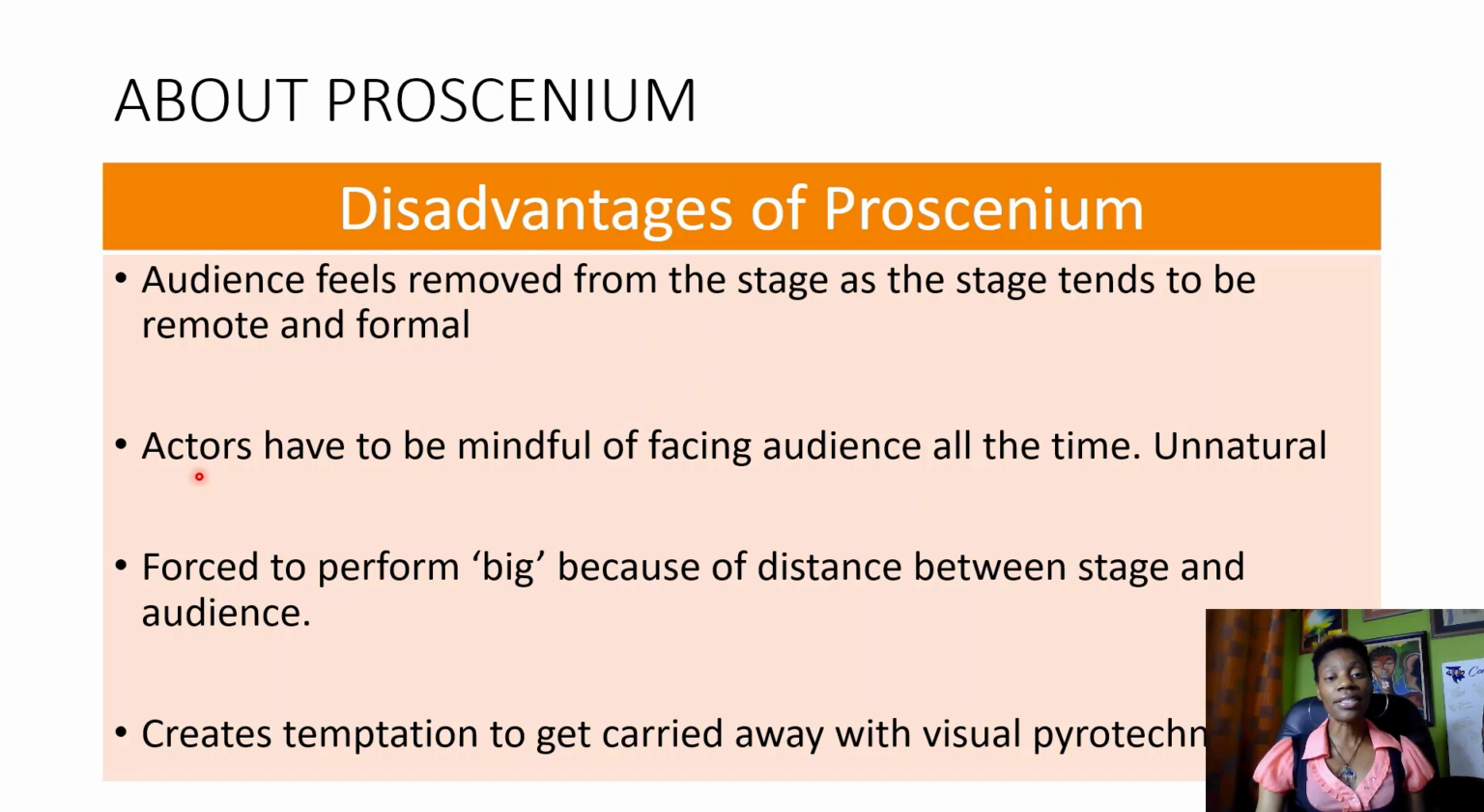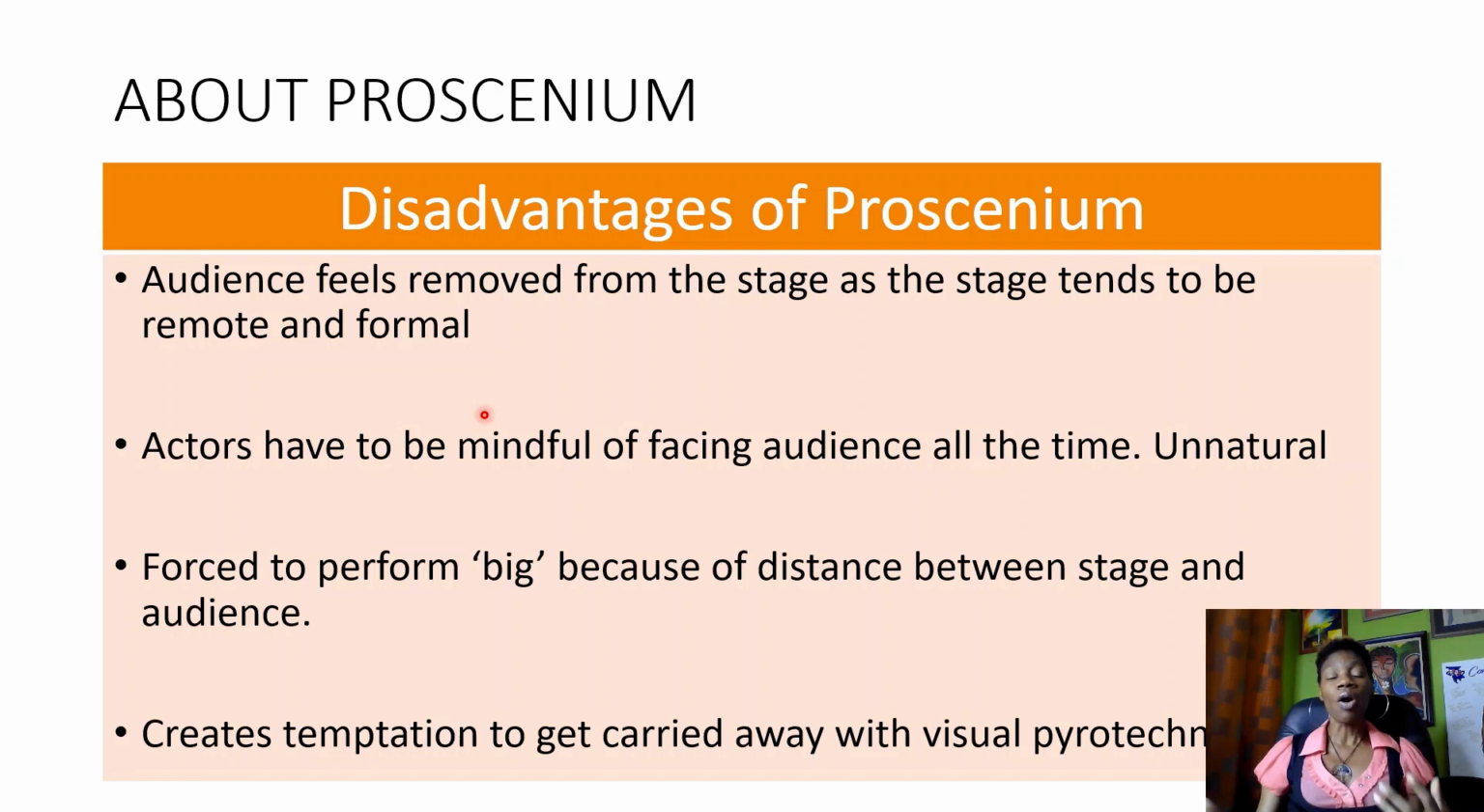All right, so a disadvantage is that the audience feels removed from the stage, as the stage tends to be remote and informal. Now, previously I talked about that frame, that arch, and that frame that creates that invisible fourth wall, as well as how deep the performance is. Now, because of that, there's always that distance between the audience and the performers on stage. So you may not feel that sense of intimacy. And so because of that, what you find is that sometimes the playing of the actors on stage has to be big, in order for the audience to get a clean, clear view of all the actions on the stage.